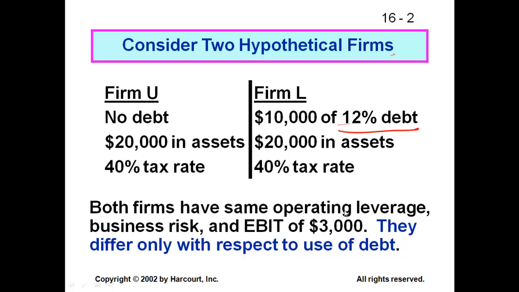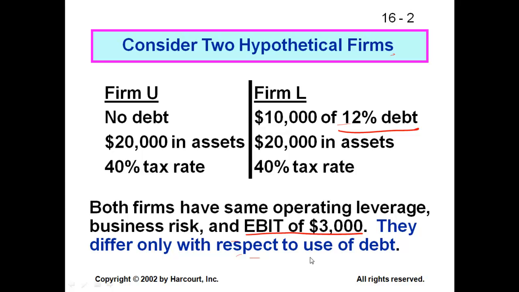Both firms have the same operating leverage, the same business risk, and EBIT of 3,000. Do you think leverage or the capital structure will have an impact on EBIT? What does EBIT stand for? It won't, because it is earnings before interest and taxes. Since it's the earnings before interest, whether you are paying interest or not, whether you are paying taxes or not, has not been factored in yet. And what are the two things that are impacted when you do have debt? A, there is interest, and B, the taxes are different.